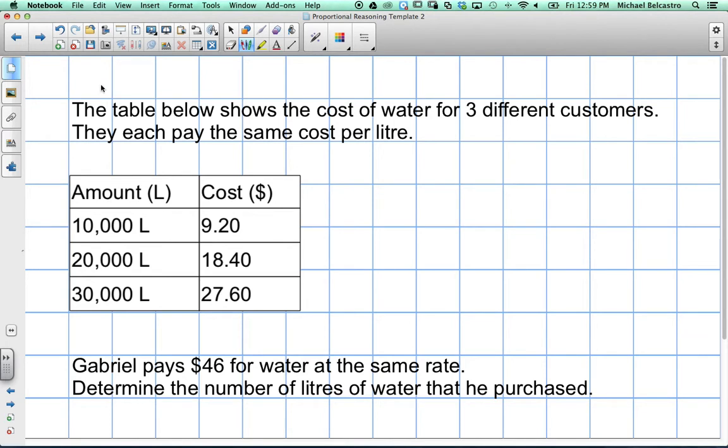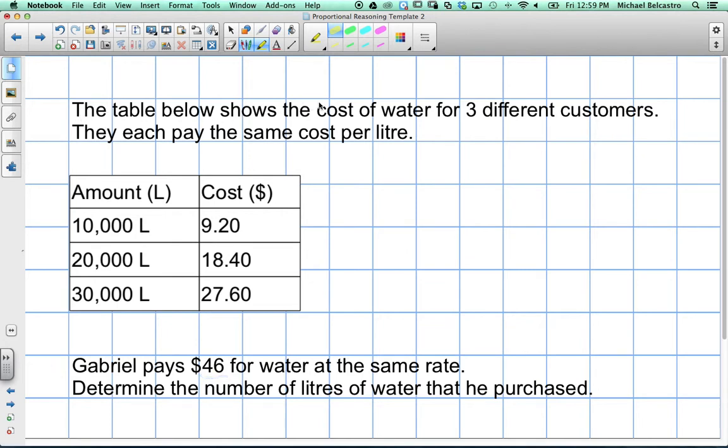So we take a look at our word problem here. The first thing we're going to do is read through the word problem once and what the question is asking us. And then we'll go through it a second time and highlight what's important. So the table below shows the cost of water for 3 different customers. They each pay the same cost per liter. And here's our table below. Gabriel pays $46 for water at the same rate. Determine the number of liters of water that he purchased.